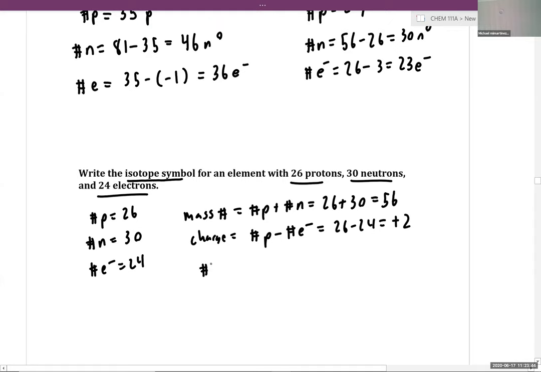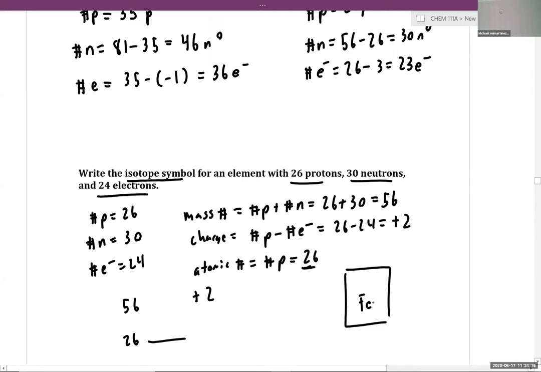And we know that our atomic number is equal to our number of protons, which is 26. So the real question now becomes, if I fill in my mass number, my atomic number, and my charge, what do I fill in for the symbol? What element has 26 protons? What element, when you look in the periodic table, has an atomic number of 26? And as one of your classmates astutely pointed out, iron has an atomic number of 26. So this is iron 56, 2+.